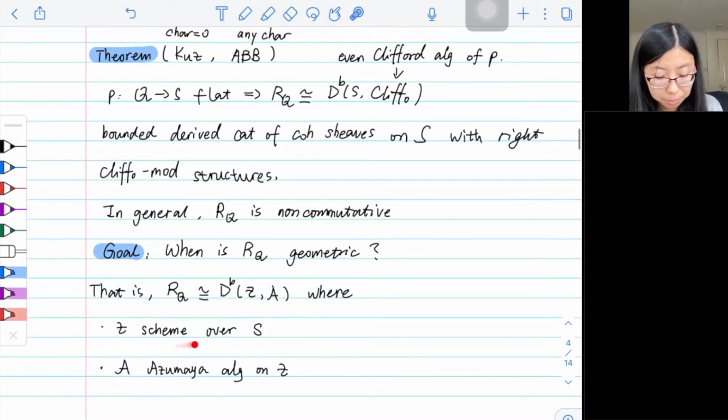So here Z is some scheme over the base S, and A is some Azumaya algebra over Z. An Azumaya algebra is just an algebra that is locally the endomorphism of some vector bundle.